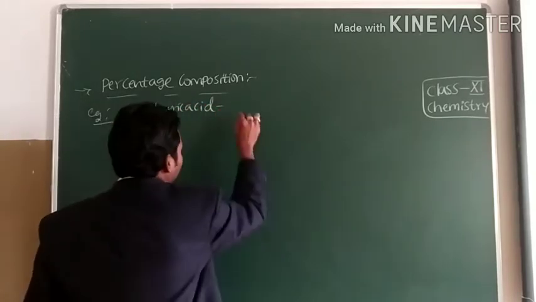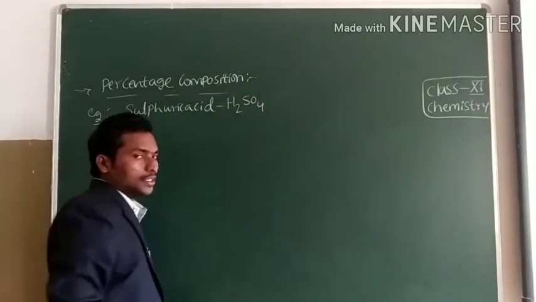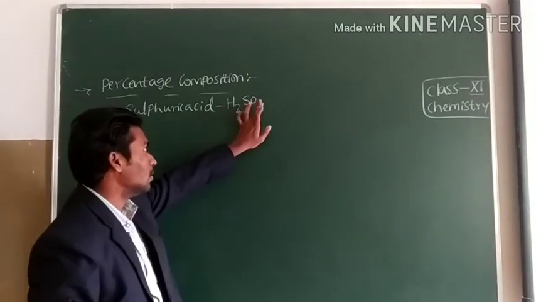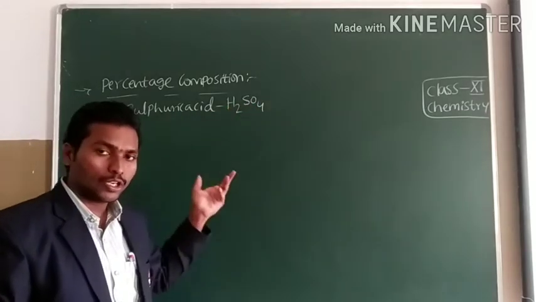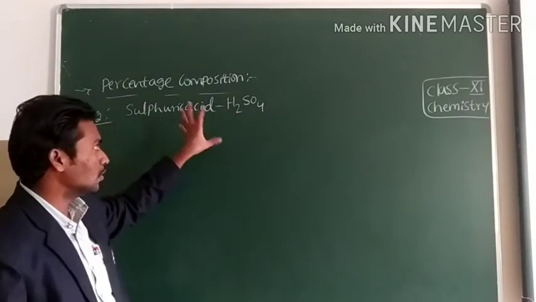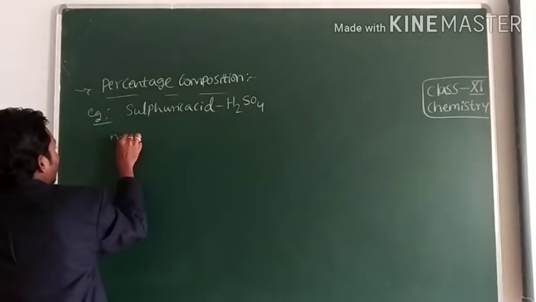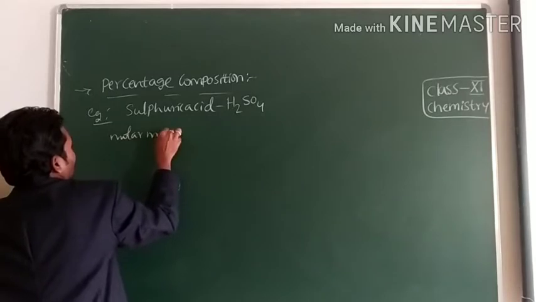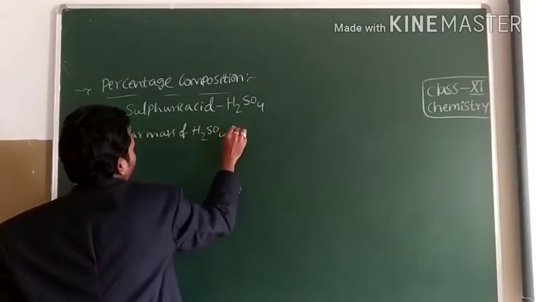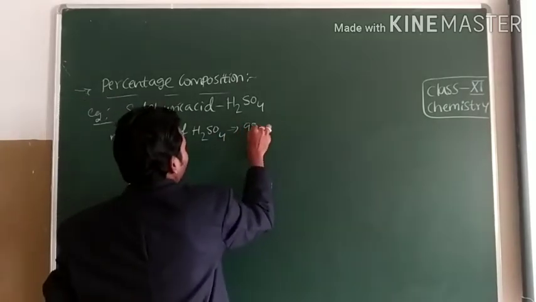The molecular formula of sulfuric acid is H2SO4. Here we need to find out the mass percentage of hydrogen, sulfur, and oxygen in the compound. If you want to find out the percentage of an element in the compound, we have to find out the molar mass of the given molecule. Let's see the molar mass of sulfuric acid. We have seen the molar mass of sulfuric acid in the previous session. That is, the molar mass of sulfuric acid is 98 grams.